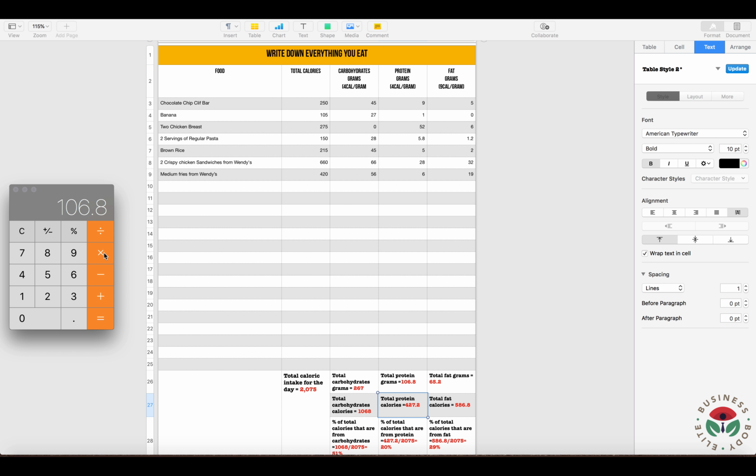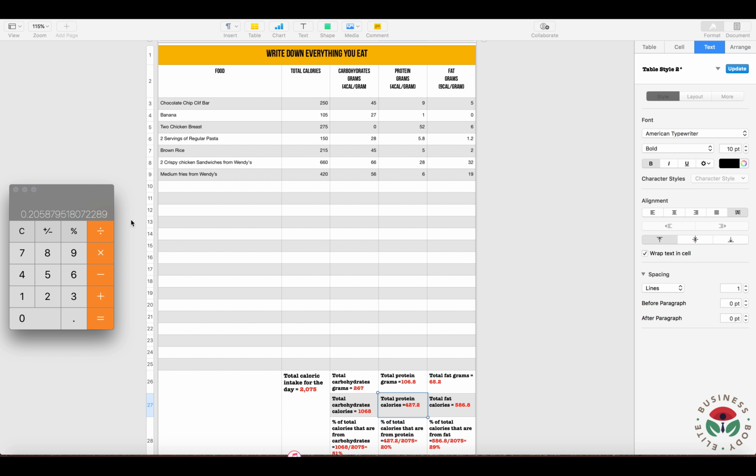Once you've identified your total protein grams, you will multiply the total by 4. You have now found your total protein calories. You will now divide your total protein calories by your total daily caloric intake. You will shift the decimal 2 places to the right to find 20%.